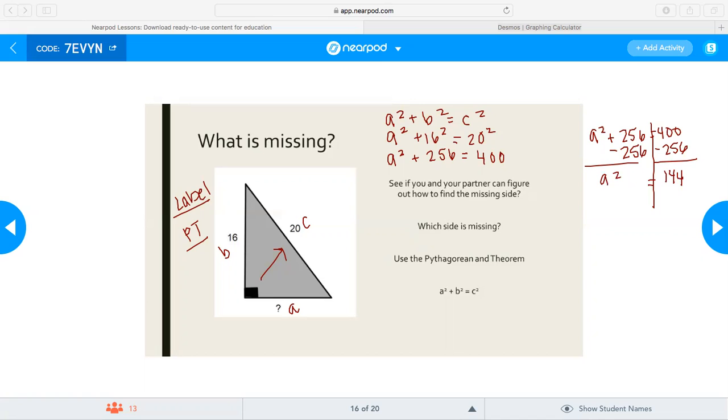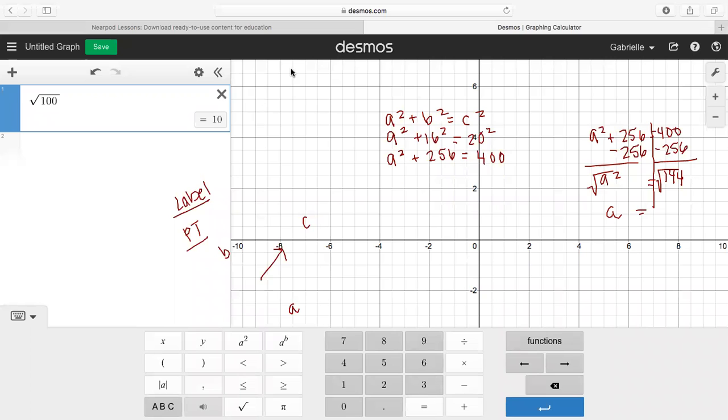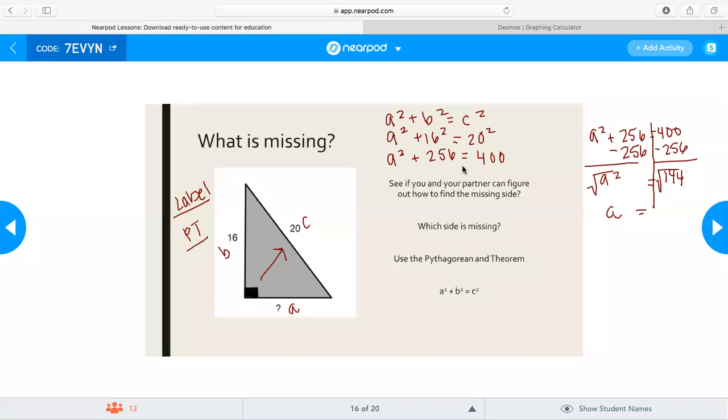Am I done? What do I got to do? Square root. So I'm going to take the square root of both sides. Again, we need to make sure we know how to use Desmos, because if you just keep waiting on me, you're not going to help yourself later on in the future. So the square root of 144 equals 12. Remember, right here is the square root button on Desmos. And there's my missing leg.